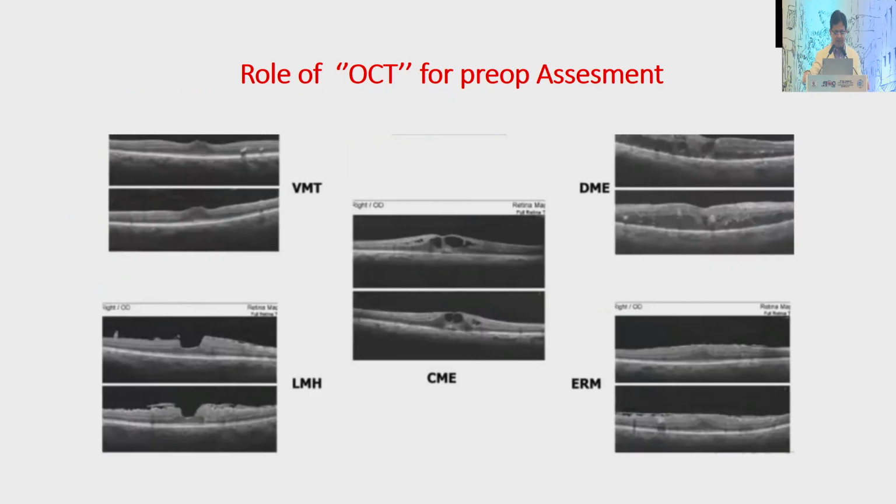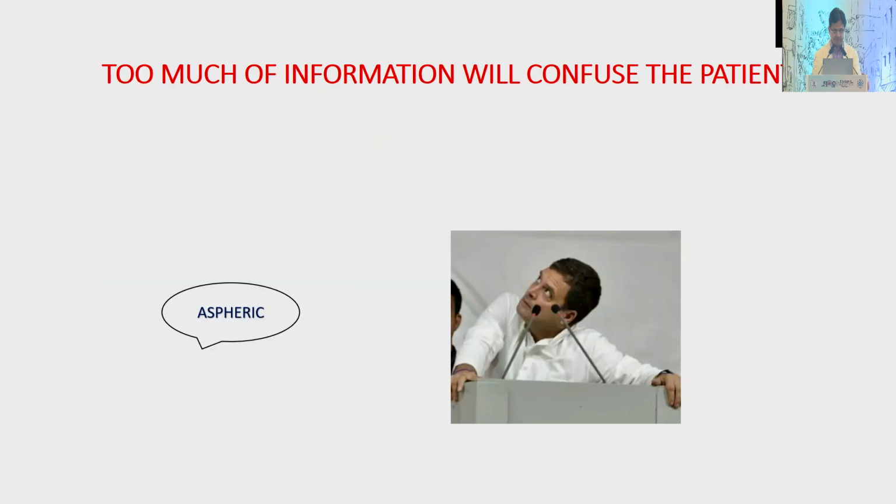Now, though you are an anterior segment surgeon and the patient has no retinal problems, just make sure you go for an OCT pre-op assessment, and if you are in doubt, don't shy away from taking the opinion of your retinal colleague. Now, too much information will confuse the patient.